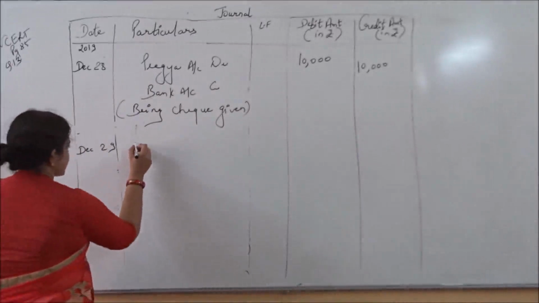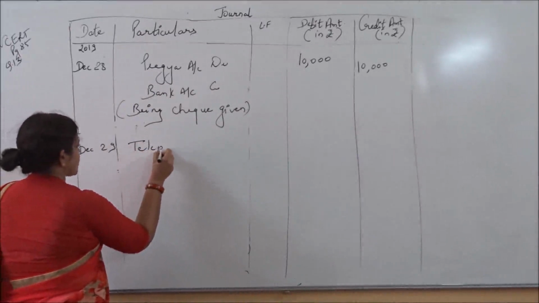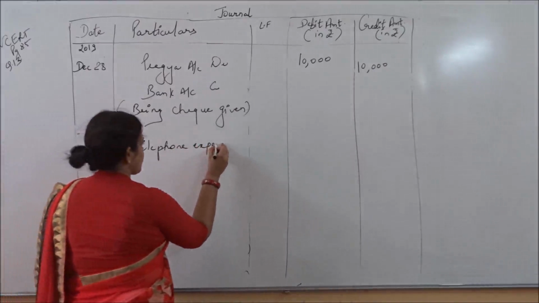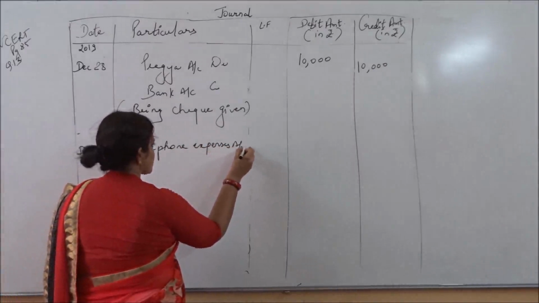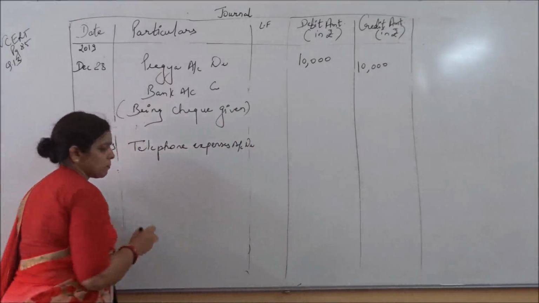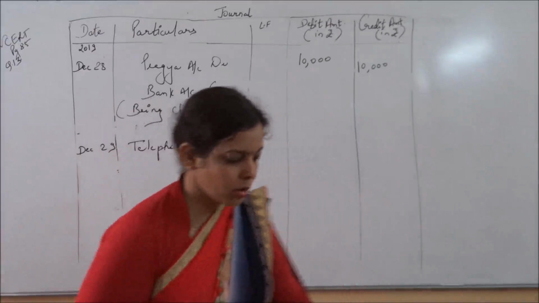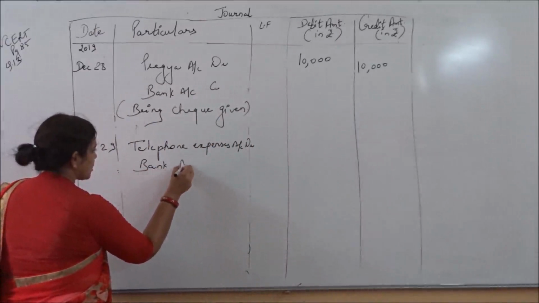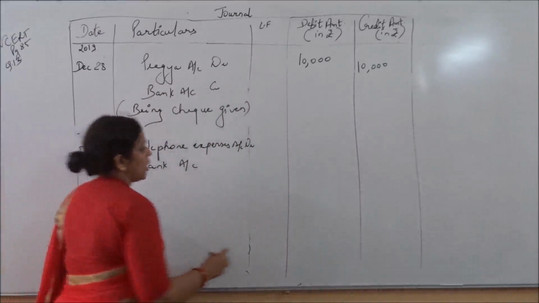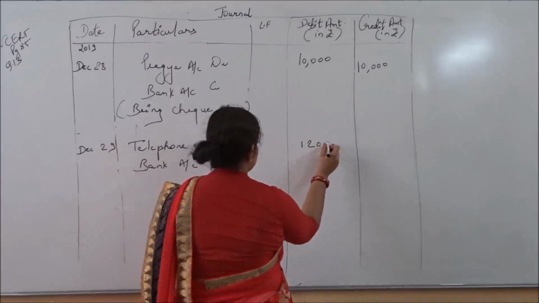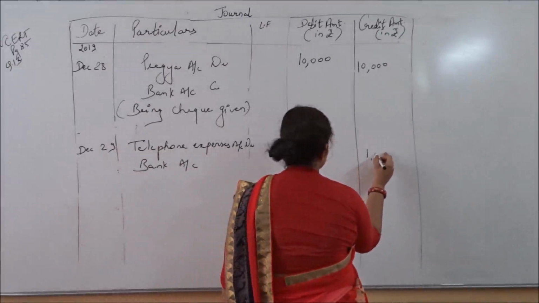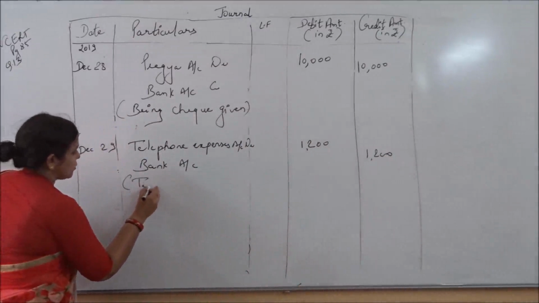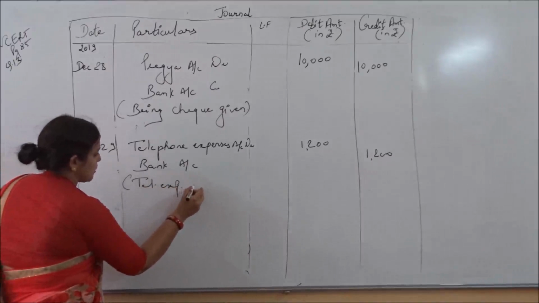Telephone expenses, again it's an expense. All expenses are debited as per the rules. Telephone expenses account debit. By check it is, so instead of cash, bank name will come. Since the payment is done through bank, the amount is 1200. Telephone expenses paid.